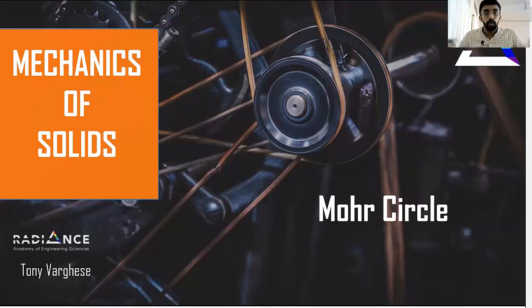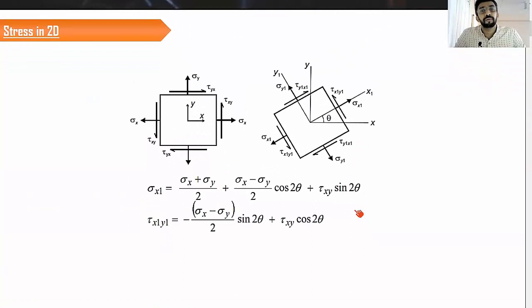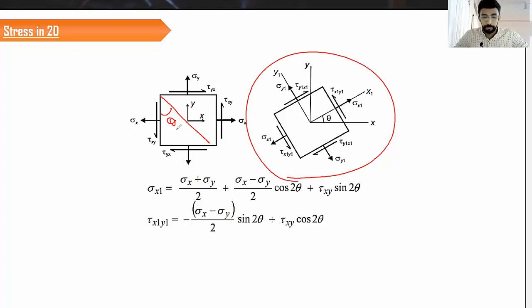So now let us see how the circle can be used to represent the state of stress. Moving forward, you all are familiar with the equations that we derived for the two-dimensional state of stress, right? This is a very familiar equation to you all. We have already used this equation to calculate the normal and shear stress acting on a plane. This was the plane that we have considered, and this is the way of representing the state of stress in this particular plane. Now I'm going to make some rearrangements here.